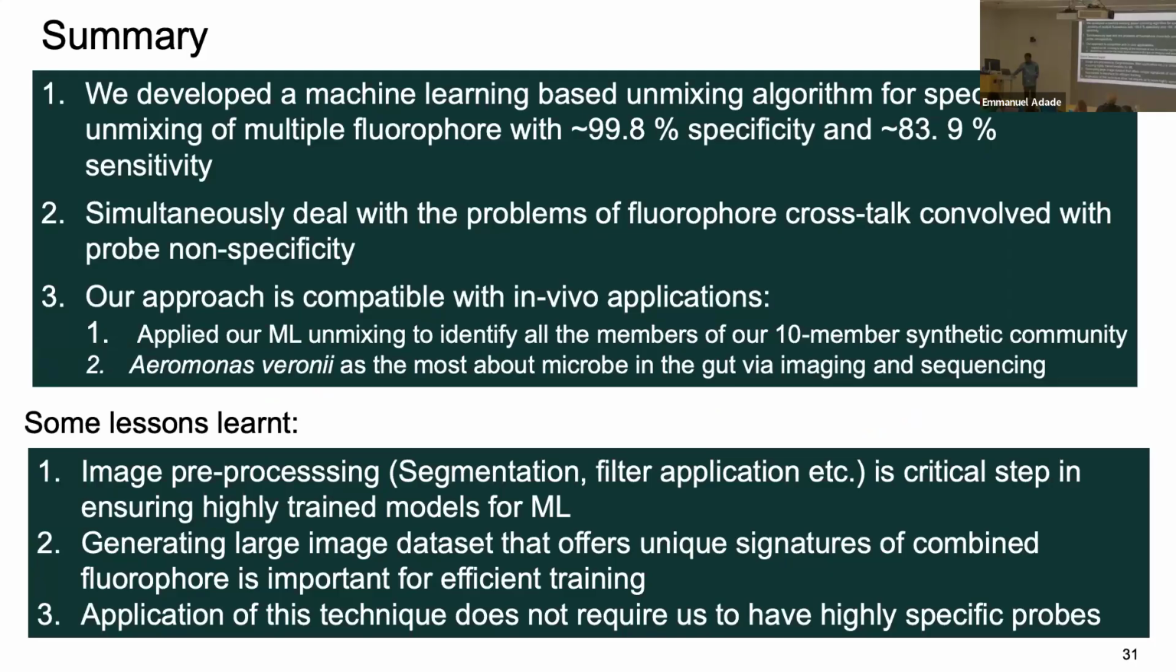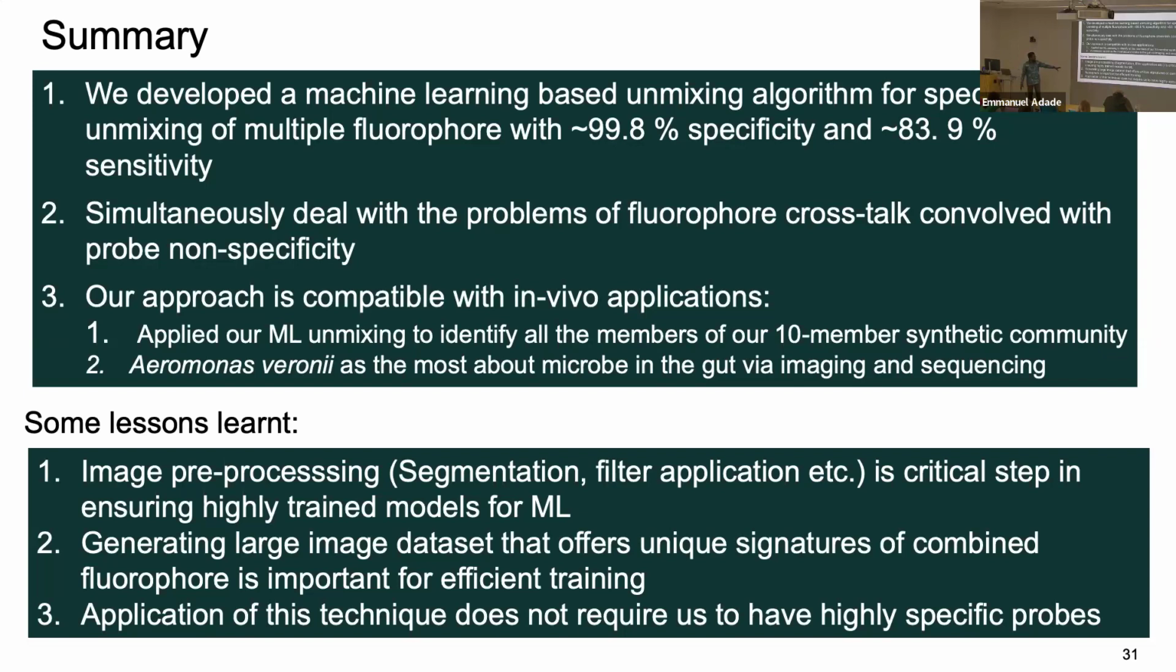So to summarize this part of my talk, we developed a machine learning-based spatial unmixing algorithm that has about 99% specificity and about 84% sensitivity. So that allows us to deal with the crosstalk problem and the probe non-specificity problem simultaneously. And our model is compatible with in vivo applications, so we can apply this to several other in vivo studies.